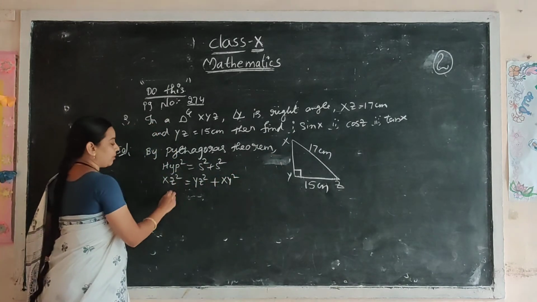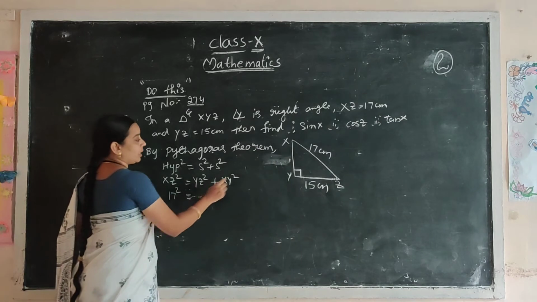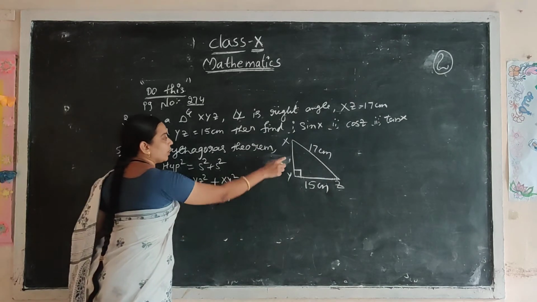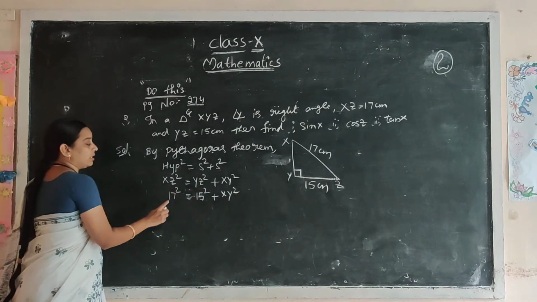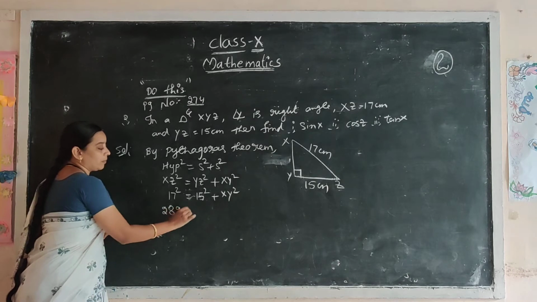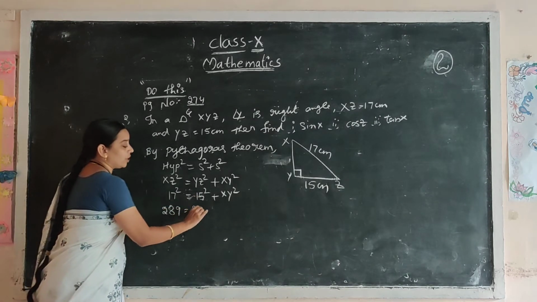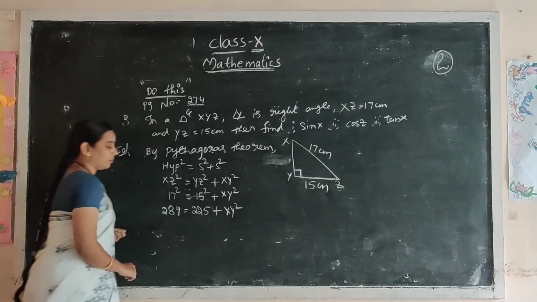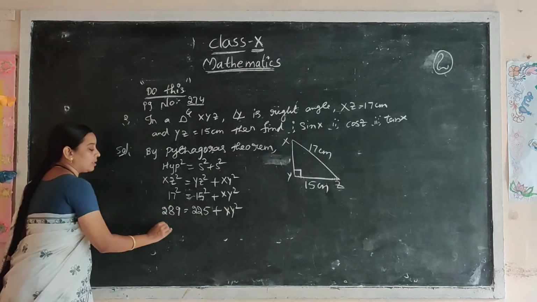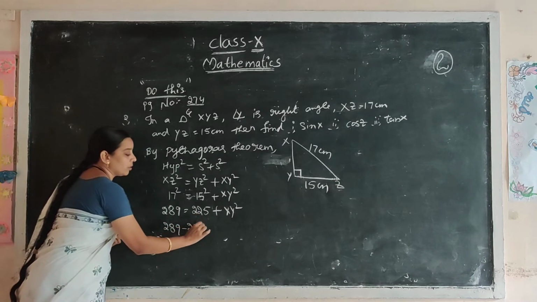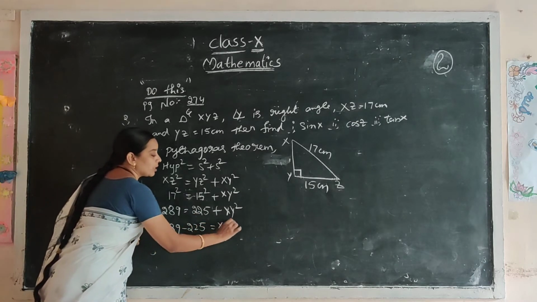So XZ, how much is given? 17. YZ is 15 and now we want to find XY. XY is not given, no? So 17 square means 17 times 17, that is 289. 15 times 15 is 225, plus XY square. These two are the numerals, so the numeral moves to the left side: 225 moves to the left side, 289 minus 225 is equal to XY square.